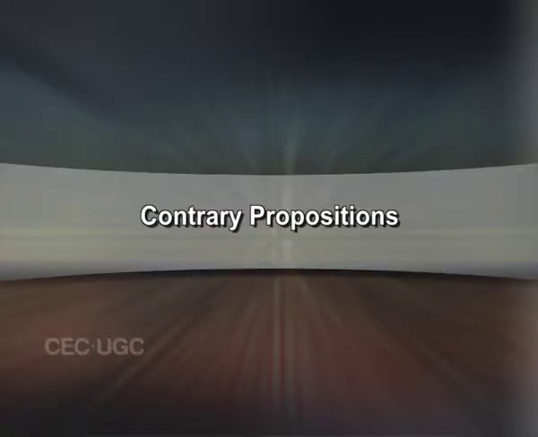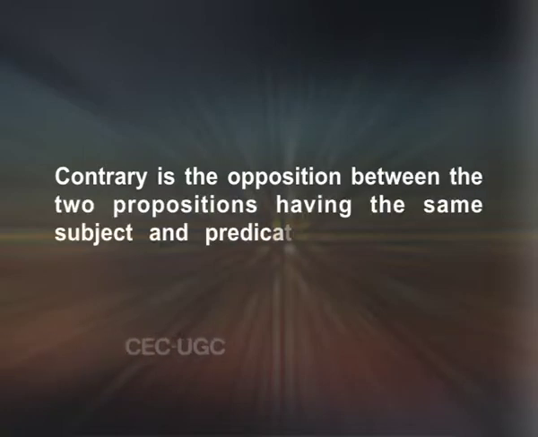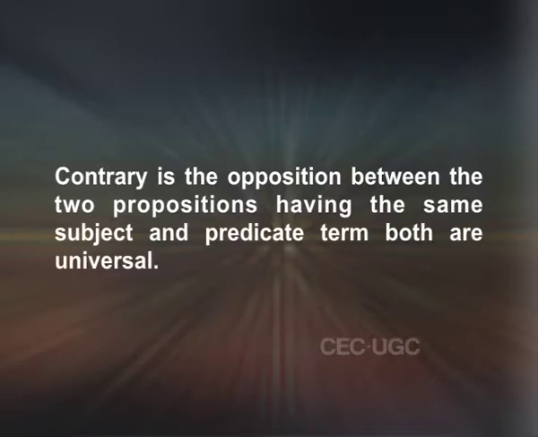Contrary propositions. Two propositions are said to be contraries if they cannot both be true, that is, if the truth of either one entails that the other is false. Contrary is the opposition between two propositions having the same subject and predicate term, where both are universal, but one is affirmative and the other is negative. A and E are contraries. A proposition that is neither necessarily true nor necessarily false is said to be contingent.